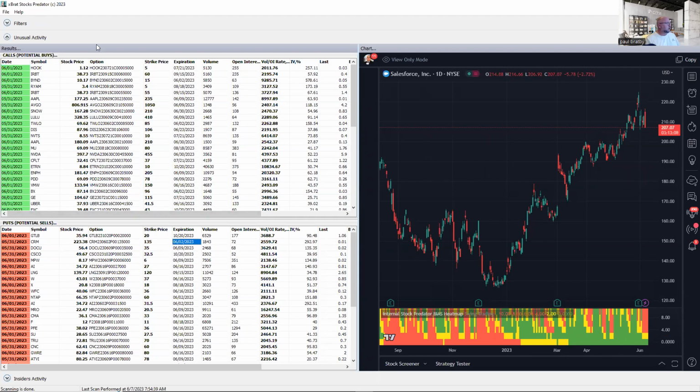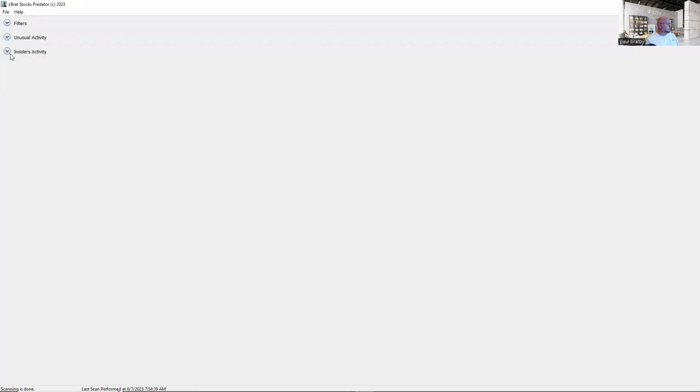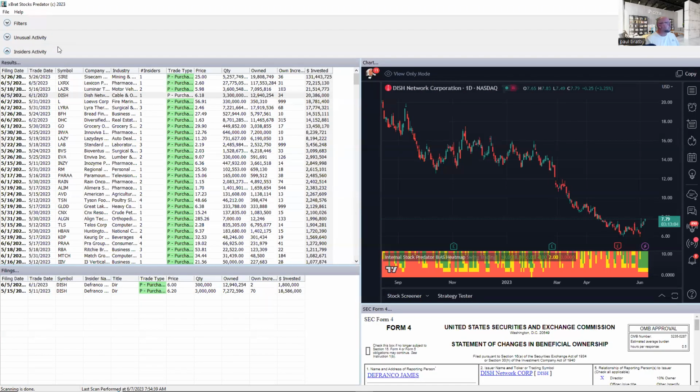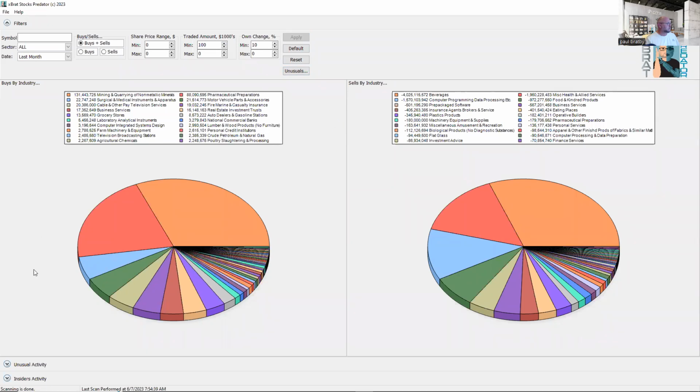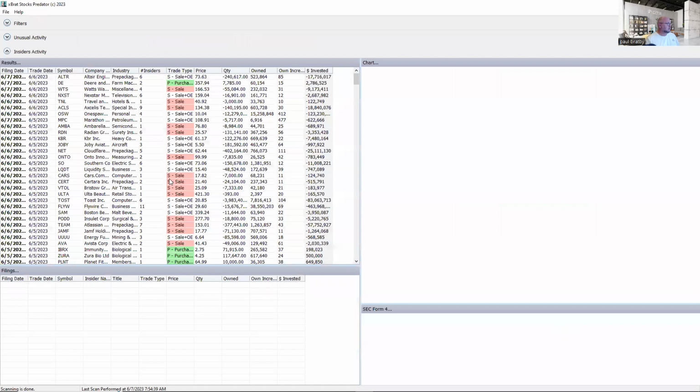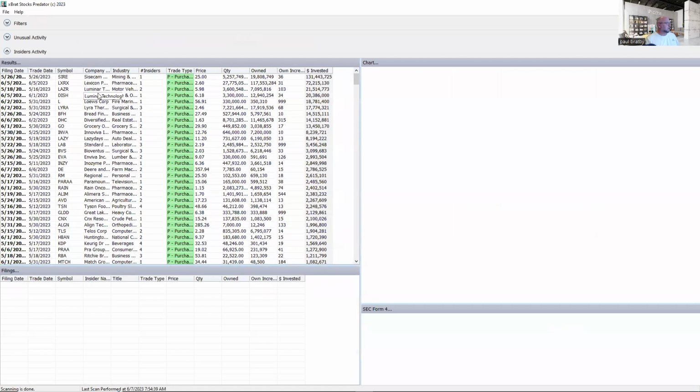And again, it's all about the learning here. So we're going to go from unusual to insider activity. Just going to run that scan again to see if anything has happened today so far. Just going to make that hundreds of thousands. Okay, default, apply. So I'm going to bring that insider activity up and we are going to look at some big buys.